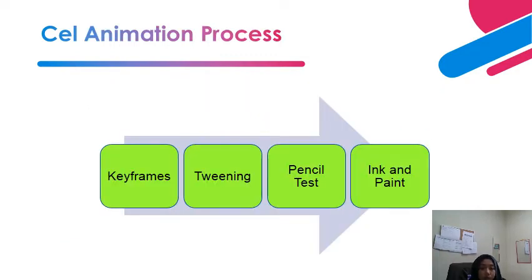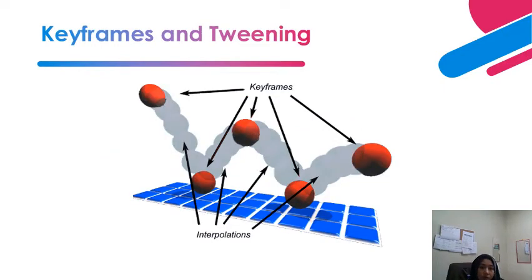So this is the complete cell animation process. You have the keyframes, you have the tweening process. After that, you test your animation. Later you give the colors and ink to the animation. So this is an example of keyframe and tweening.